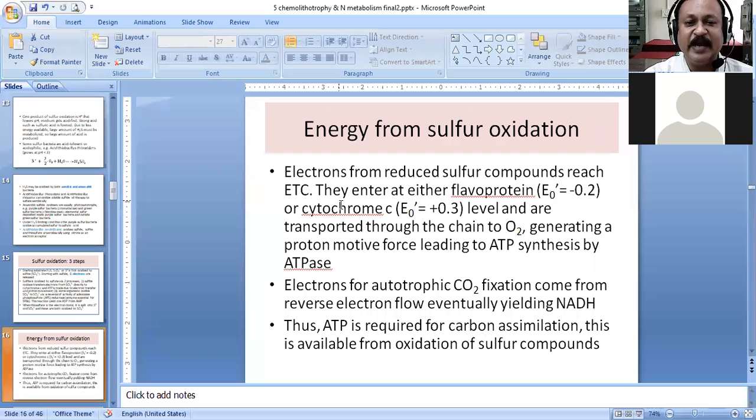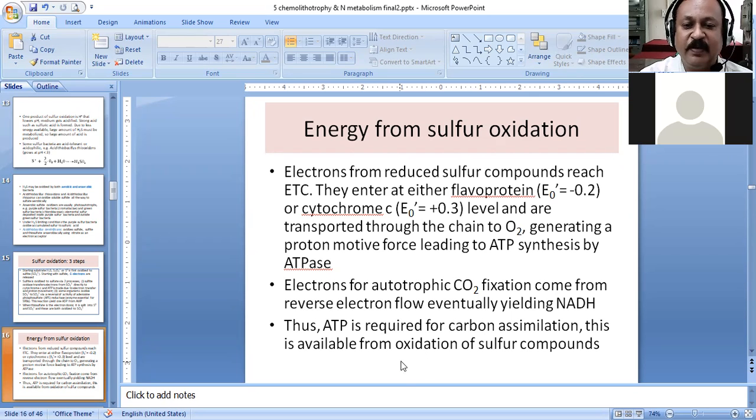Then coming to the energy yield from sulfur oxidation, the reduced sulfur compounds enter the electron transport chain at the flavoprotein level. The electrode potential is minus 0.2, and that is why these compounds can donate the electron. The electrons go to cytochrome, whose standard electrode potential is plus 0.3, and that is why cytochrome C can accept the electron from these sulfur compounds. Then the electrons finally go to oxygen, and in the process they generate proton motive force, which is eventually responsible for ATP synthesis by the enzyme ATPase.